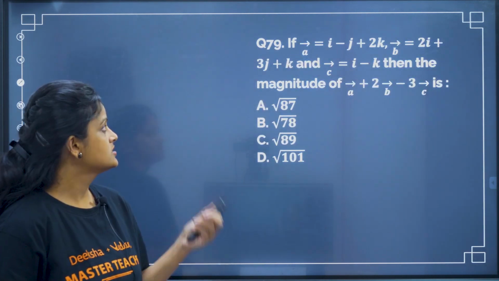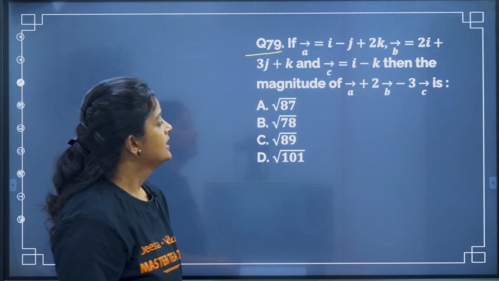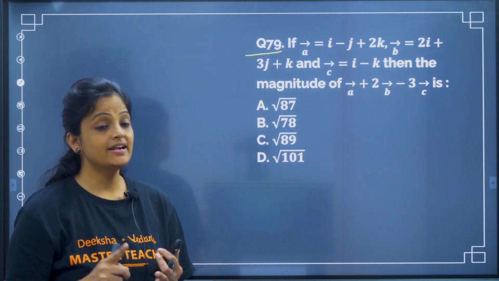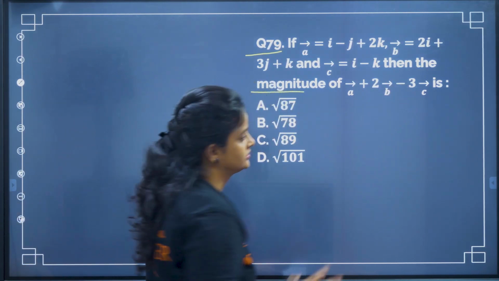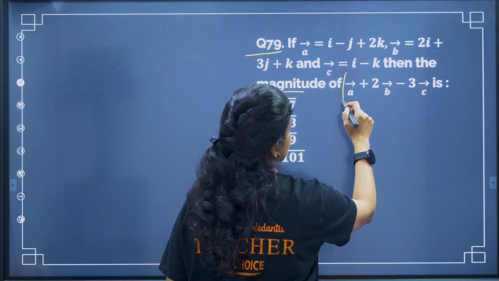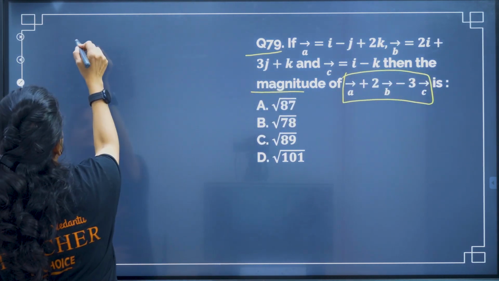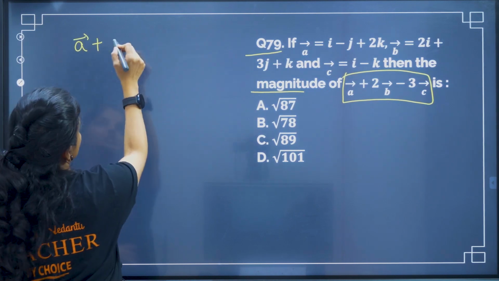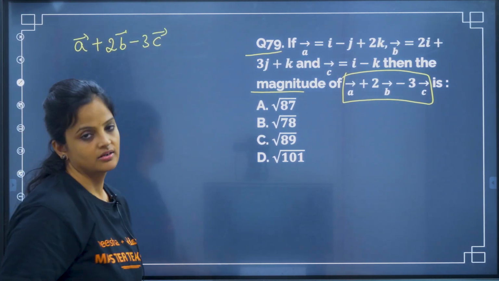I hope everyone is preparing well for the exams. Let's take up the 79th question. If A vector, B vector and C vector, all the three vectors are given, what is the magnitude of this? Very simple question. First, the vectors are a little down, so you have the question paper with you. See that. So that is the A vector plus 2 times B vector minus 3 times C vector.